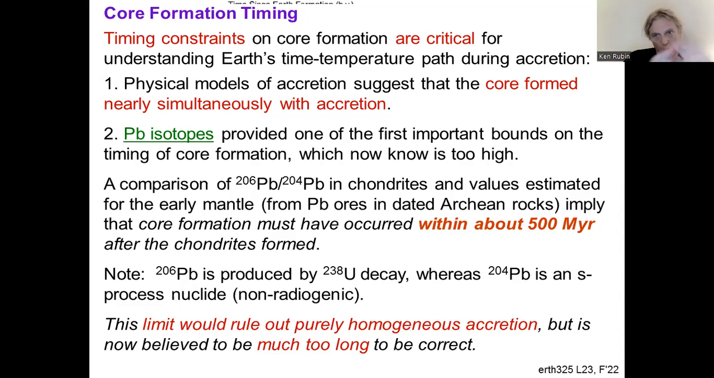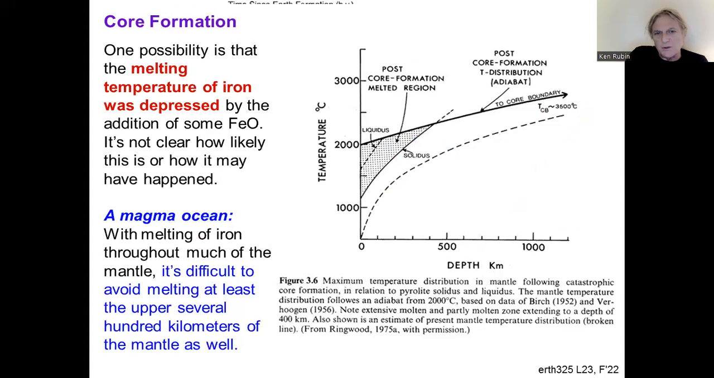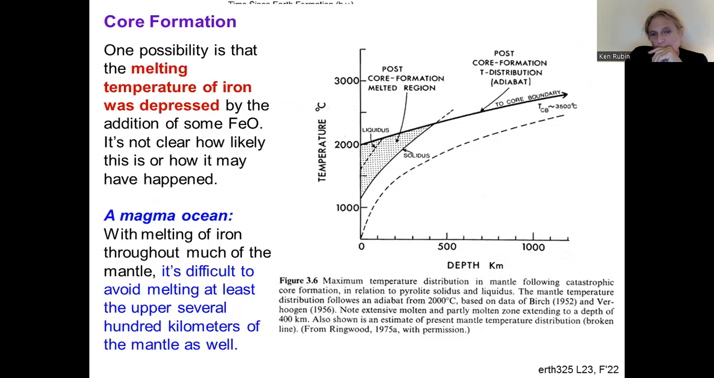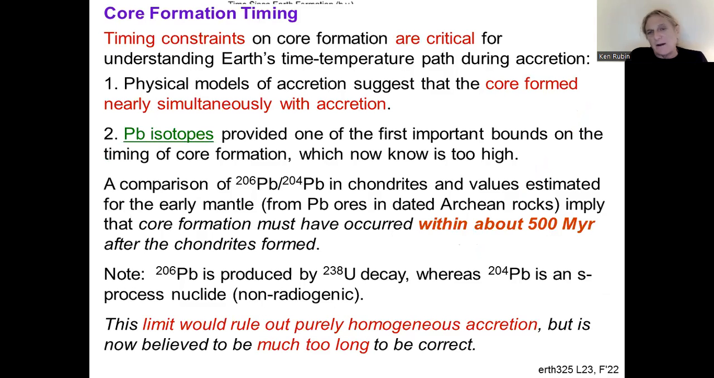Now, this time scale is way too long, I think, but at least it was the very first line of evidence that suggested that the homogeneous accretion model, which I was alluding to here, which seems to require 1 billion years of heating to make the core, wouldn't have allowed us to have the kind of uranium-lead variations that we see between chondrites and galena ores. It has to be faster.